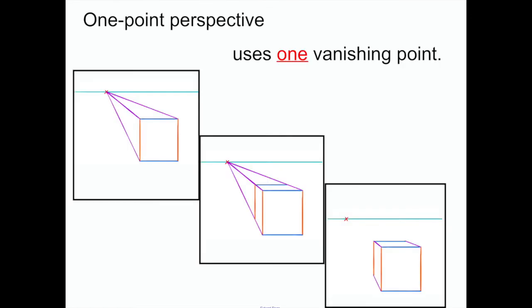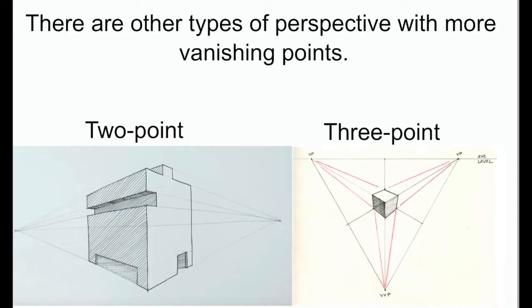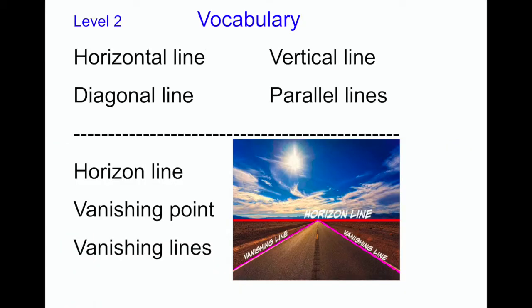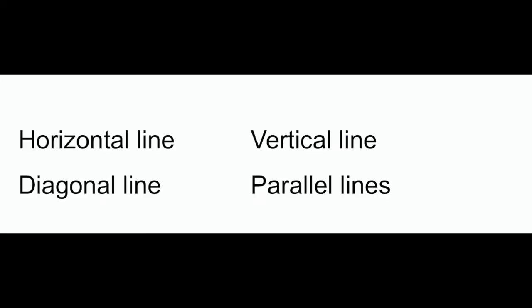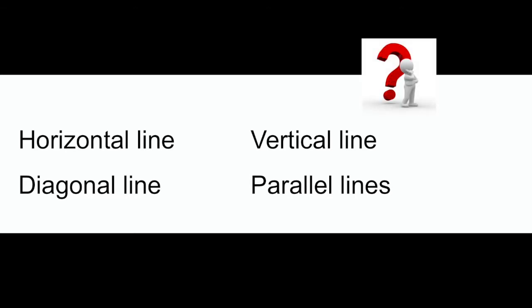One-point perspective uses 1 vanishing point. There's other types of perspective with more vanishing points, like the 2-point and 3-point shown here. Let's get familiar with some of the vocabulary. We're going to need to know these words in order to follow my directions. Think about it. Do you actually know the names of all the line directions?